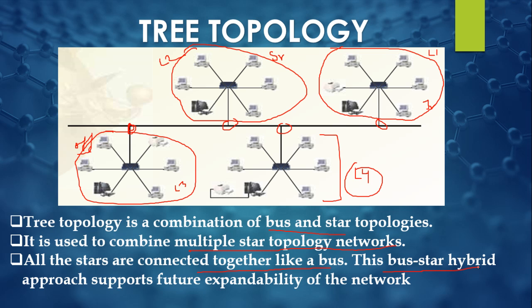This bus-star hybrid approach supports future expandability of the network. Suppose in future I set up another lab, L5 lab. What I have to do is set up the L5 lab and connect it to this system. Suppose I set up one more lab, L6 lab. Then after setting up this L6 lab, I have to connect it to this network. So the expandability feature is much more positive in this case.